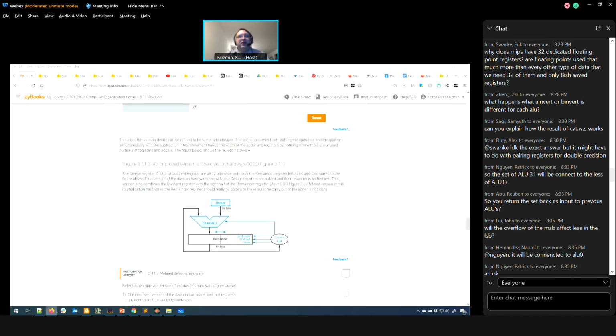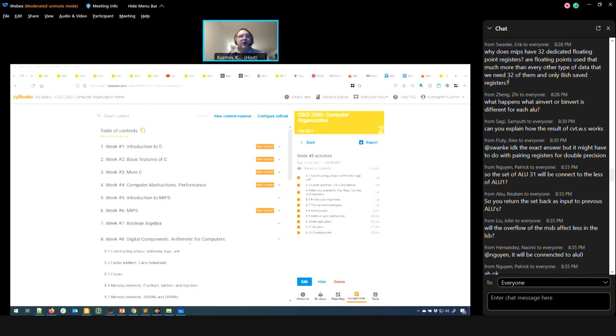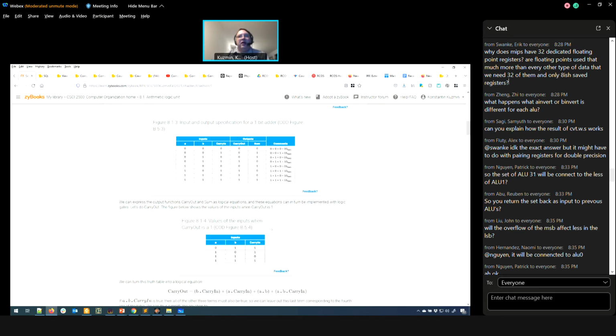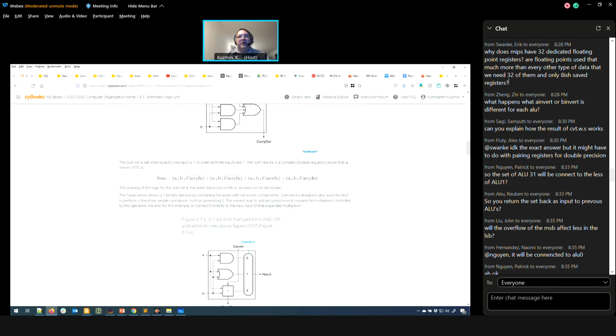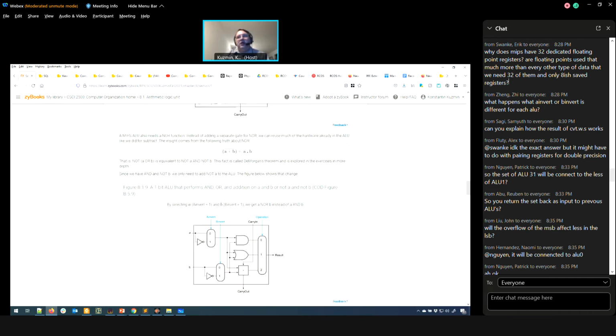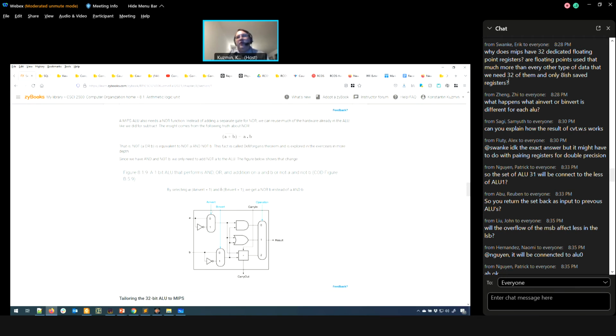What happens? What about A invert or B invert being different for each ALU? So it's in reference to this question here. B invert is something that we discussed in detail, right? This is something that we need to perform operations like A minus B. So why would we need A invert? Well, maybe we want to also perform an operation like B minus A. Okay, so that might be an option.